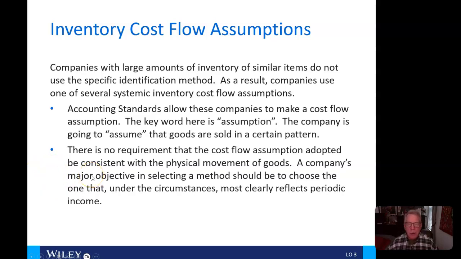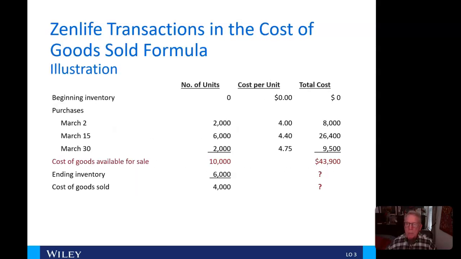The accounting standards allow us to make a cost flow assumption, and we're going to assume that the goods are sold in a certain pattern. They don't necessarily need to be sold in that pattern to be compliant. So a company's major objective in selecting a method should be to choose one that, under the circumstances, most clearly reflects periodic income.